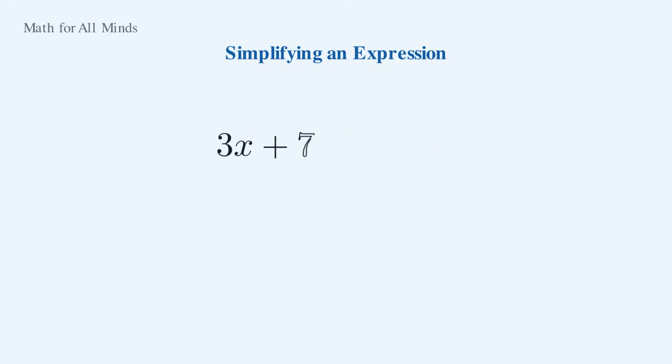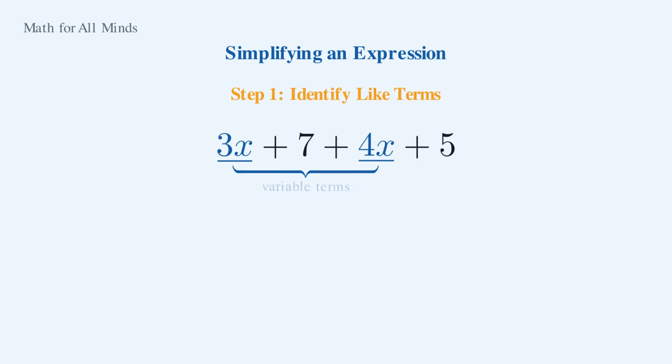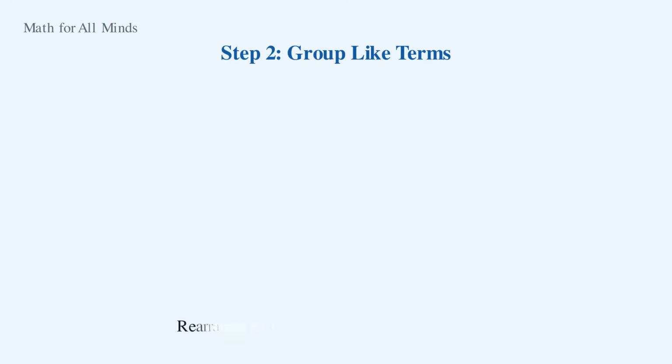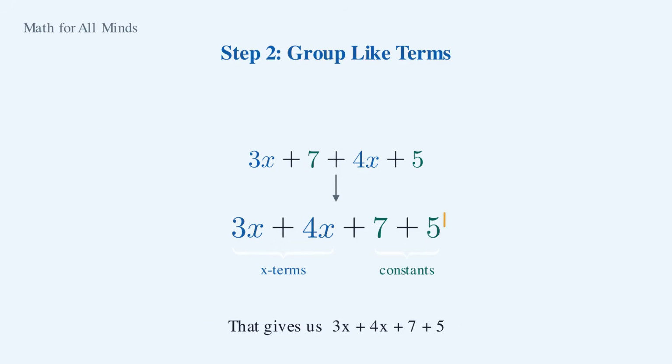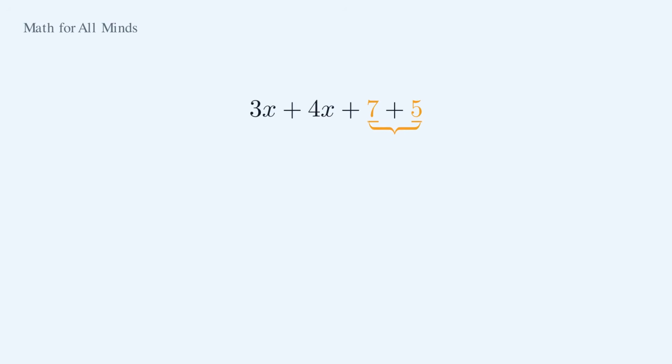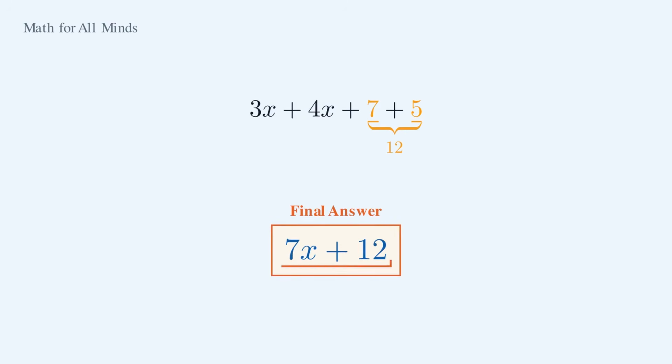Let's simplify a longer one. 3x plus 7 plus 4x plus 5. Step 1. Identify like terms. 3x and 4x go together. 7 and 5 go together. Step 2. Rearrange so like terms sit next to each other. That gives us 3x plus 4x plus 7 plus 5. Step 3. Add the coefficients. 3x plus 4x is 7x. 7 plus 5 is 12. Final answer, 7x plus 12.